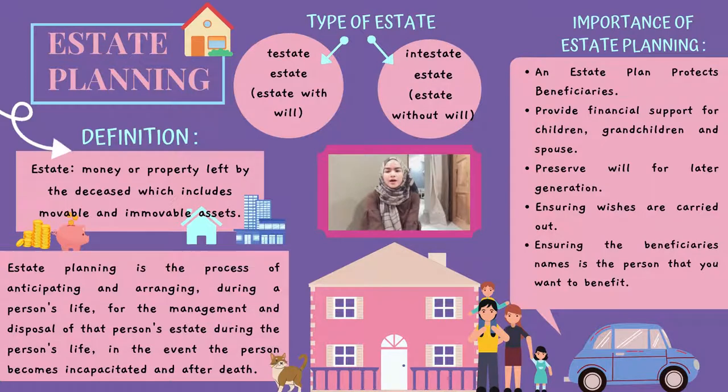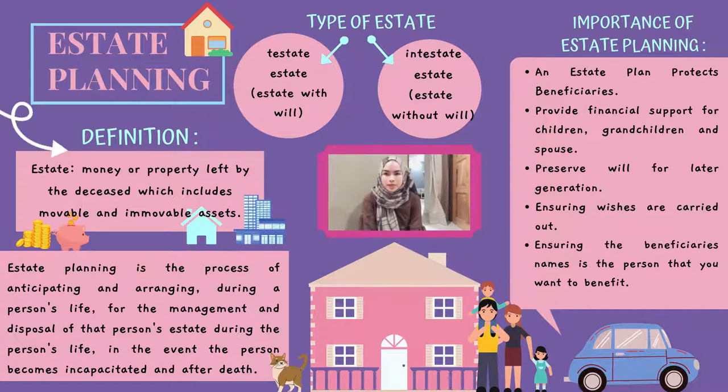Thank you, Athyrah. Next, I will present about estate planning. Firstly, what is estate? Estate is money or property left by the deceased, which includes movable and immovable assets. Examples of movable assets are cash, savings in bank, shares, EPF savings, and also insurance claims. Examples of immovable assets are houses, buildings, and land.